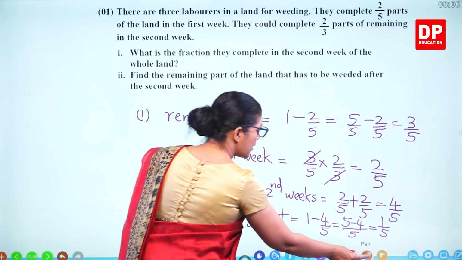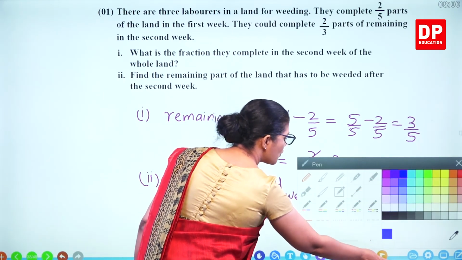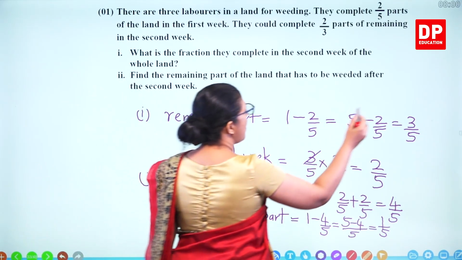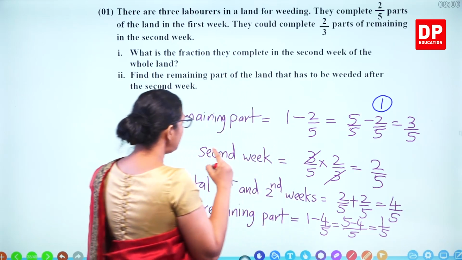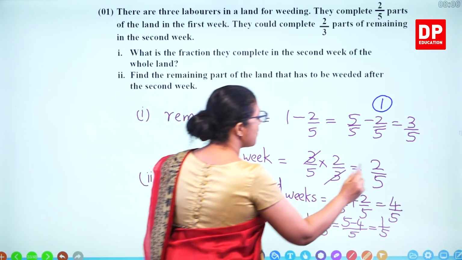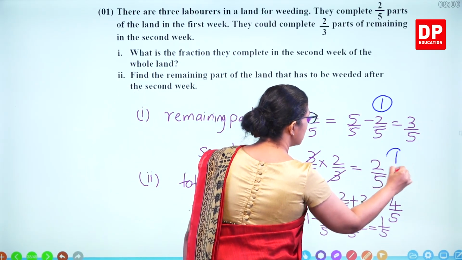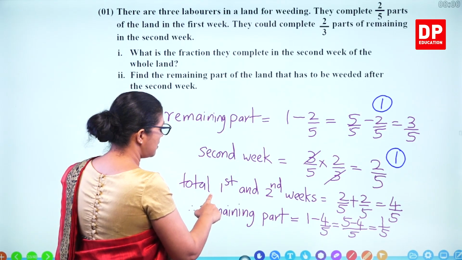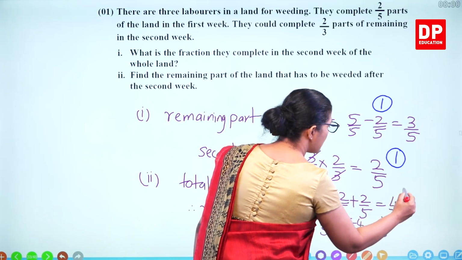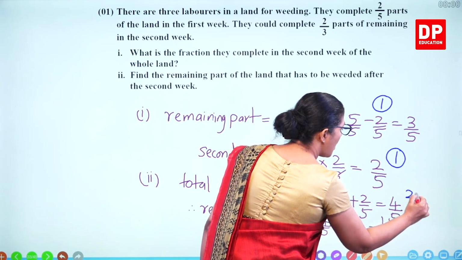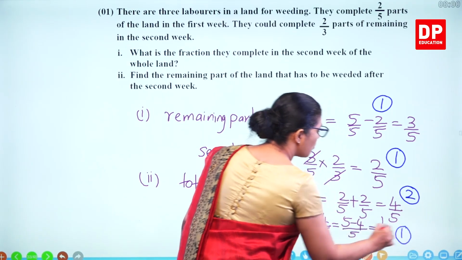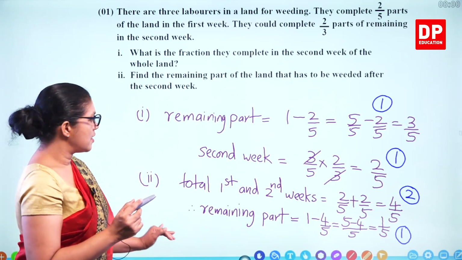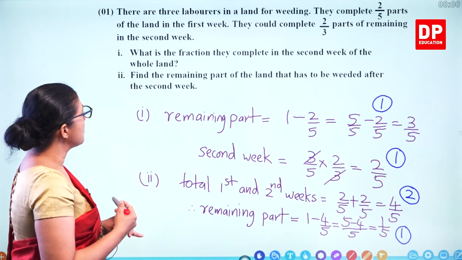So 1/5. So we'll give marks for these two. You are getting the remaining part 1 mark and the second week another mark. And here this one, 2 marks and 1 mark. So altogether 2, 3, 4, 5. 5 marks for the first and second parts.